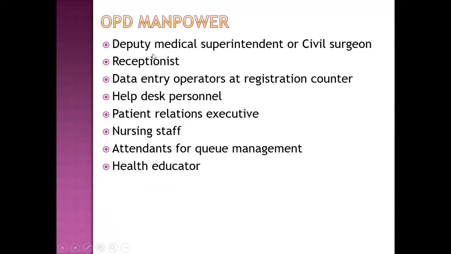Then manpower of OPD. In charge is of the rank of deputy medical superintendent or civil surgeon. Then we have receptionist, data entry operators, help desk personnel, patient relations executive, nursing staff, attendants for queue management, and health educator.